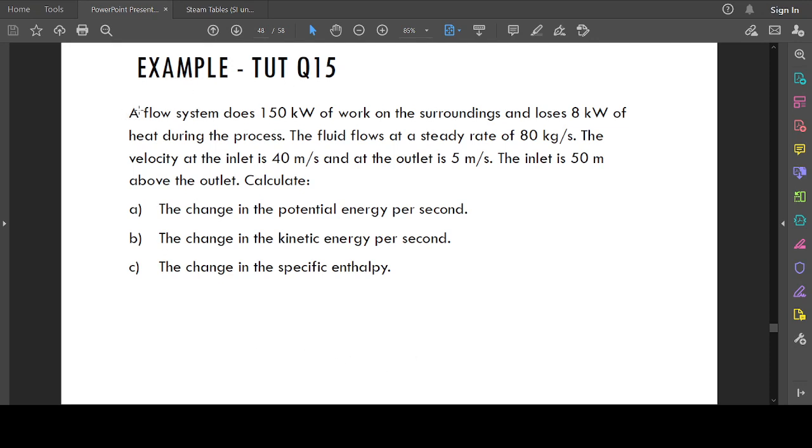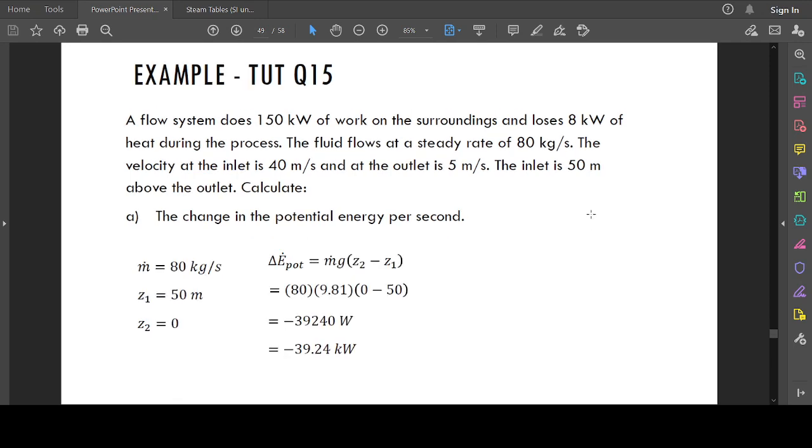enthalpy. From the question, we know that it's a flow system. Then we know that the energy equation that we are going to use is for calculating the rate of flow. So we calculate the potential energy first. So we know that this is the change in potential energy, which is the mass flow rate times the gravity times the change in height.